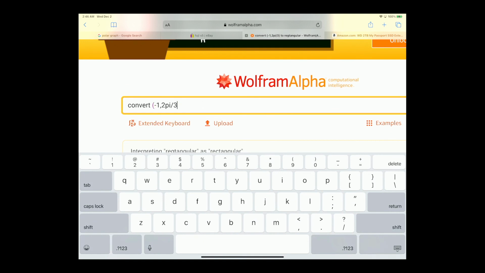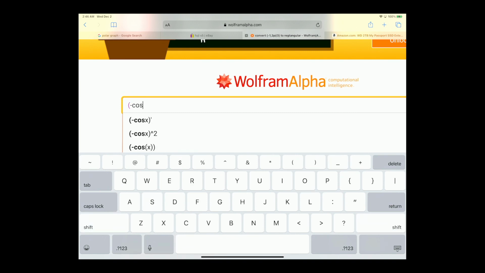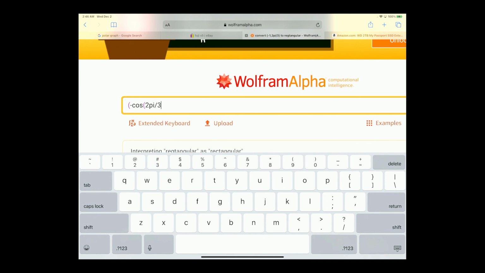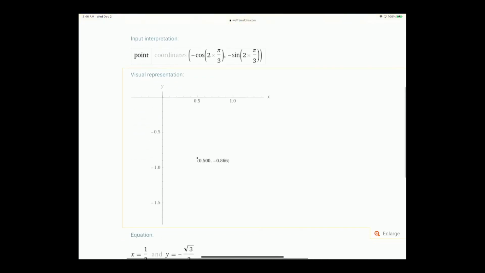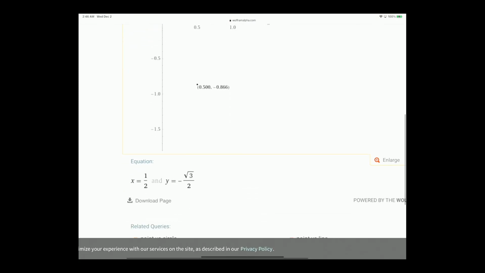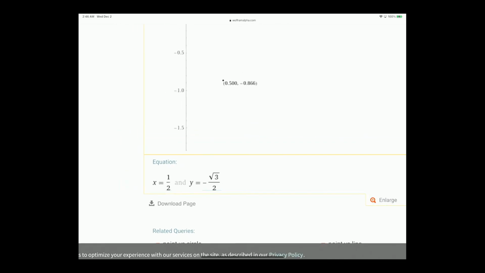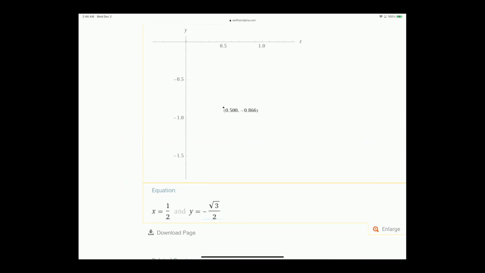All right, so you can do that. Or you could type it in this way. You can go negative cosine 2 pi over 3 parentheses, comma, and then negative sine 2 pi over 3 for x and for y, parentheses, parentheses, return. The negative was for the -1. So I can just type it in that way. And there it is. Also, it tells me what they are in exact form down there. And then there's my picture. So you see it's all consistent, right? Everything we've done agrees with itself here.